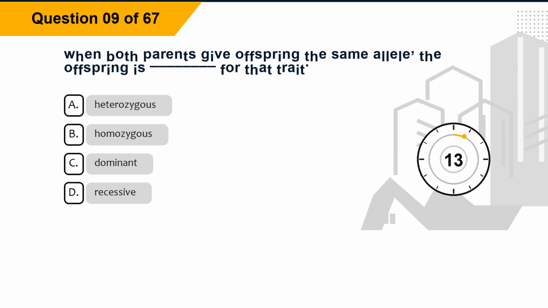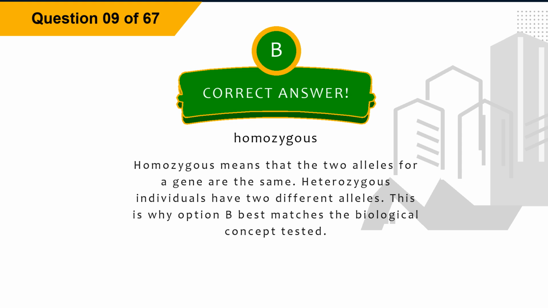Question 9. When both parents give offspring the same allele, the offspring is blank for that trait. Option A, heterozygous. Option B, homozygous. Option C, dominant. Option D, recessive. The correct answer is option B, homozygous. Explanation. Homozygous means that the two alleles for a gene are the same. Heterozygous individuals have 2 different alleles. This is why option B best matches the biological concept tested.